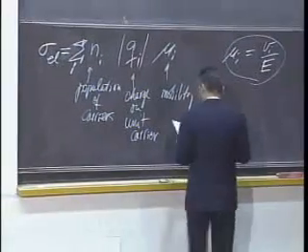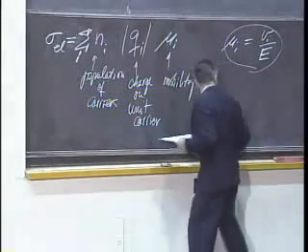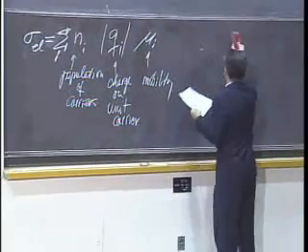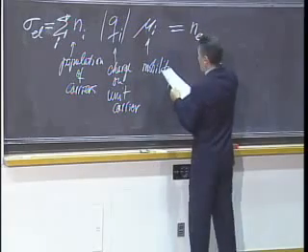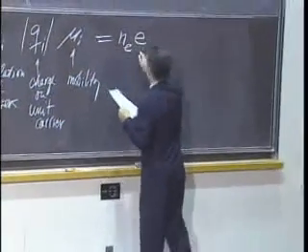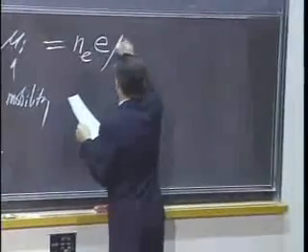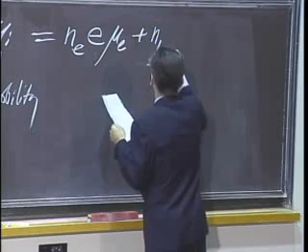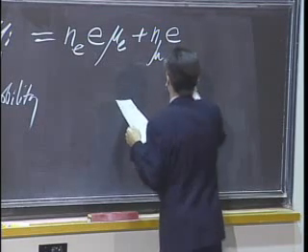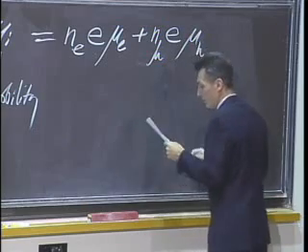Okay, so we can now write this. In the case of this crystal, we only have 2 carriers. We've got electrons and we've got holes. So we can say the conductivity is the number of electrons times the charge on the electron, absolute value, the unit charge, times the mobility of the electron, plus the number of holes times the charge on a hole, which is the unit charge, and the mobility of the hole.